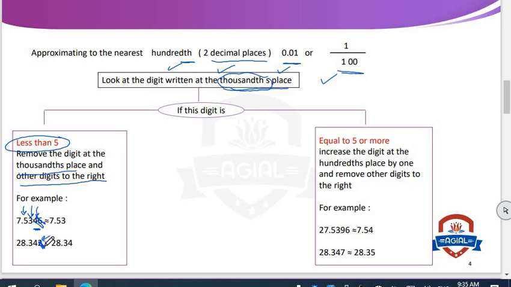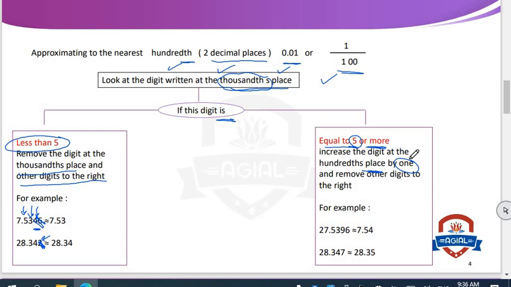If the digit in the thousandth place is equal to 5 or more, like 5, 6, 7, 8, 9, we say this is a strong number. In this case, we increase the digit at the hundredth place by 1 and remove the other digits to the right.